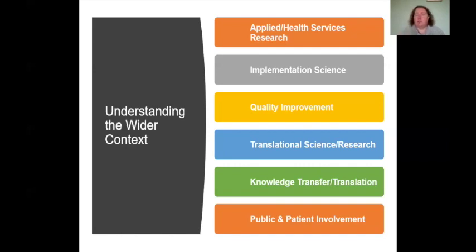To make sure that your research, or any research, can inform practice, there has to be a process of transfer, communication, translation in that.